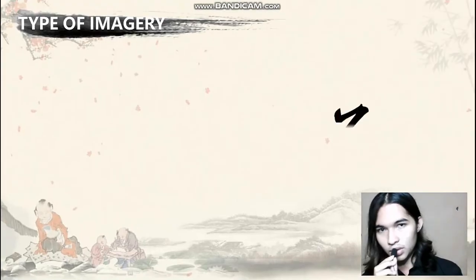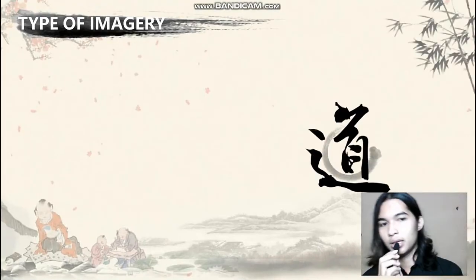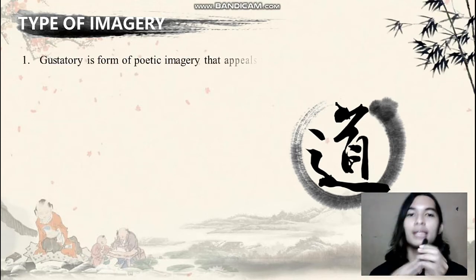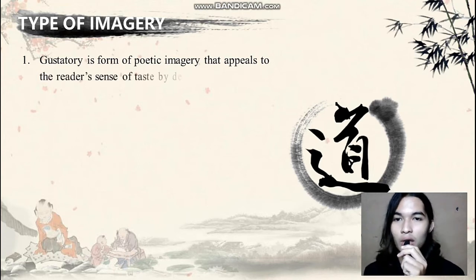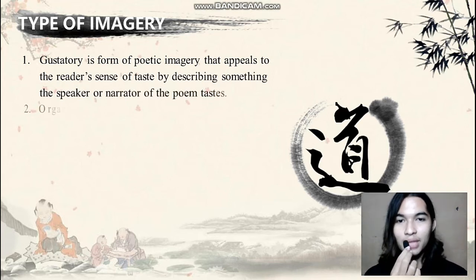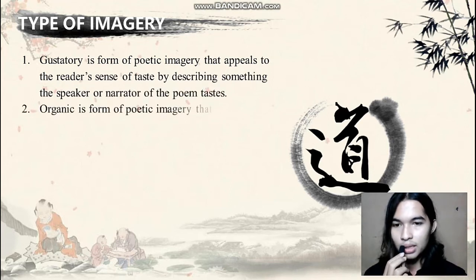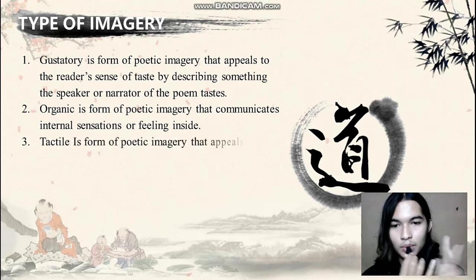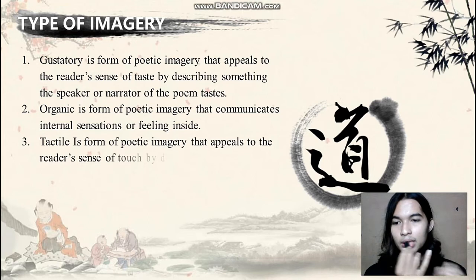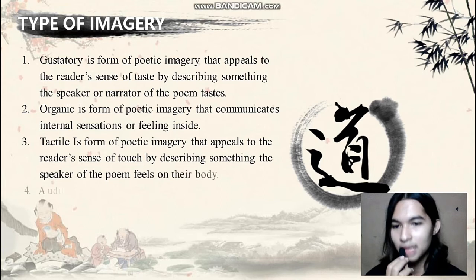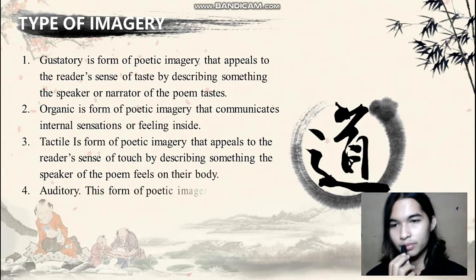And the fourth one we have gustatory. Gustatory is a form of poetic imagery that appeals to the reader's sense of taste by describing something the speaker or narrator of the poem tastes. So in gustatory, you can taste, and it includes flavors, and this can include the 5 basic tastes like sweet, salt, bitter, sour, and umami, as well as the texture and sensations tied to the act of eating.